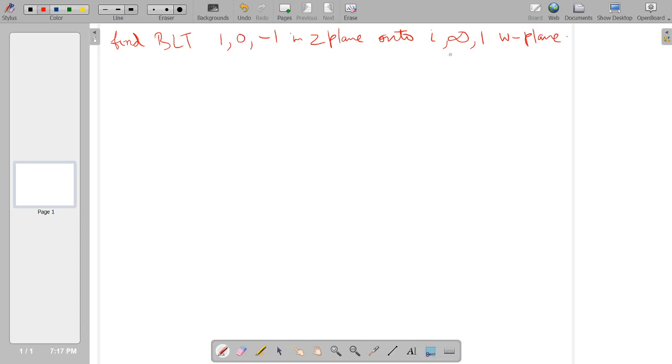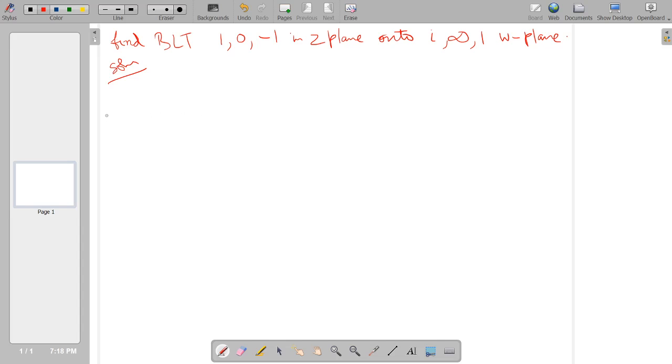Here the difference is that you have infinity as a point. Usually in the complex plane, infinity is represented as a point on the north pole. So what I have to do is find a transformation that gives the images of 1, 0, minus 1 as i, infinity and 1.